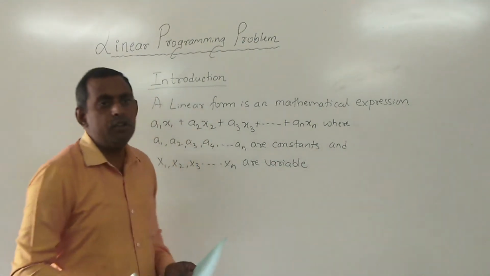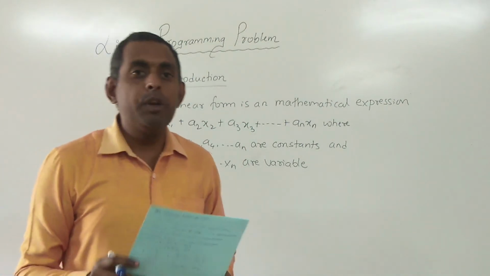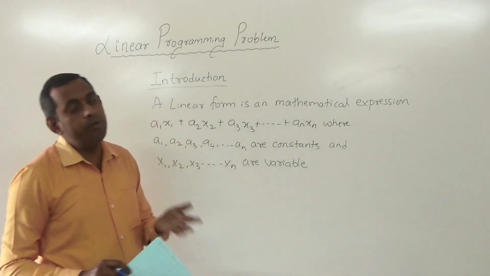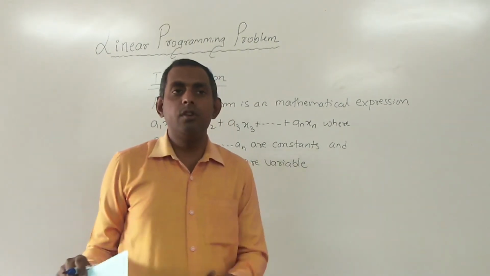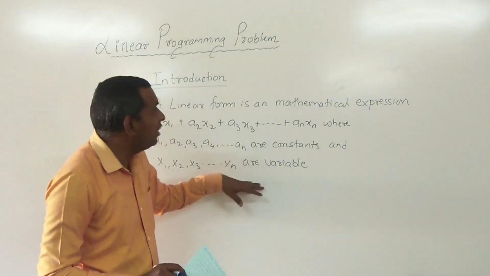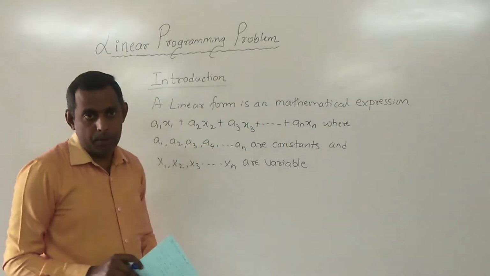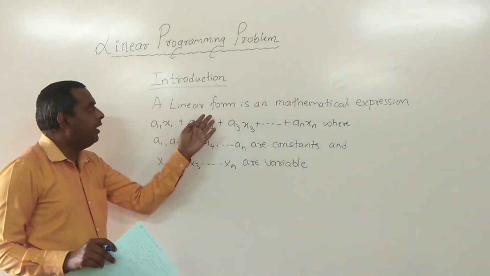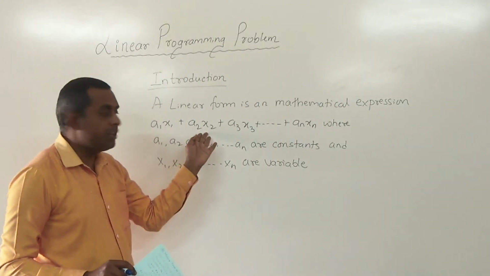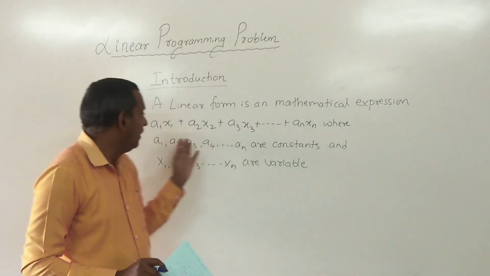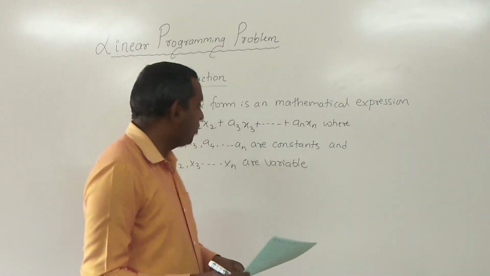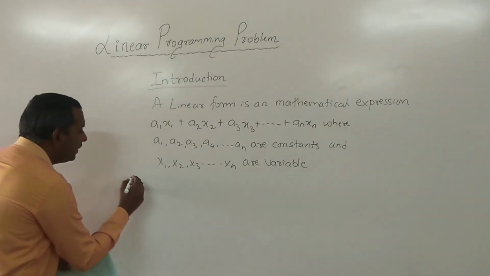These types of equations we have already studied in numerical and statistical methods, where they are called linear equations. We have solved those linear equations using Gauss elimination, Gauss Jordan, Gauss Seidel, but here we are representing those linear equations in the form of LPP. Fine. So a linear form is a mathematical expression of the type a1 x1, a2 x2, a3 x3 up to an xn, where a1, a2, a3 up to an are constants and x1, x2, x3 up to xn are called variables.